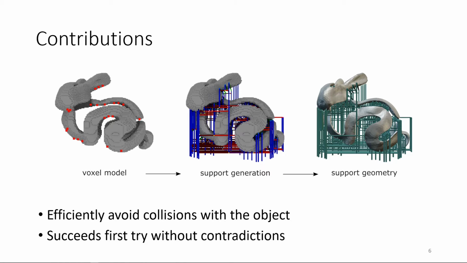support structure for any given voxel object. The object along with the supports can then be sliced and printed. Collision avoidance is baked into the method and incurs no extra cost. Finally, generation does not run into contradictions and always succeeds first try without trial and error.